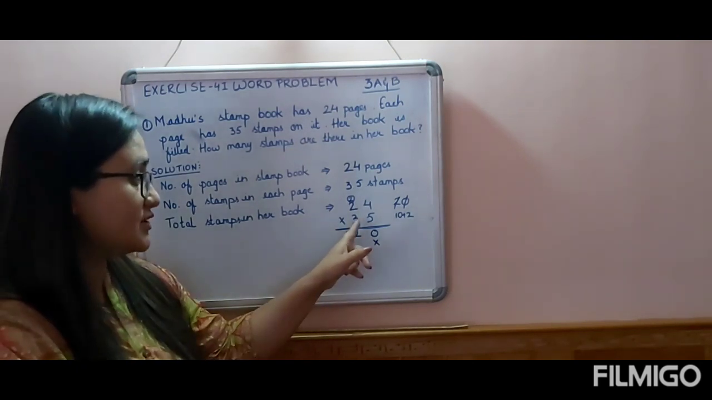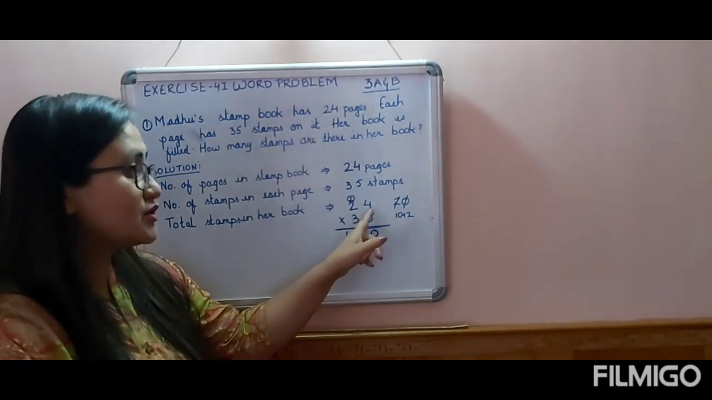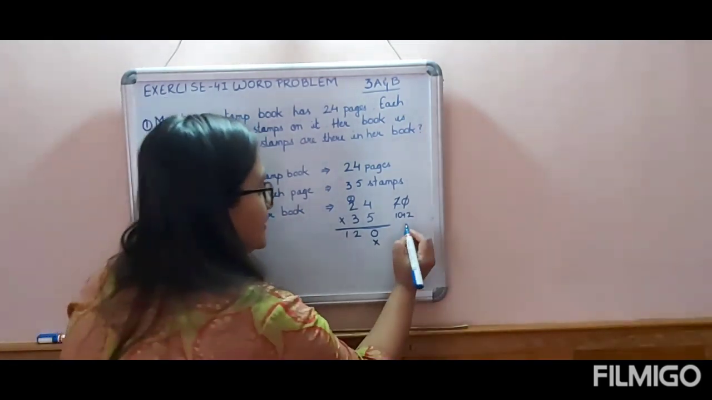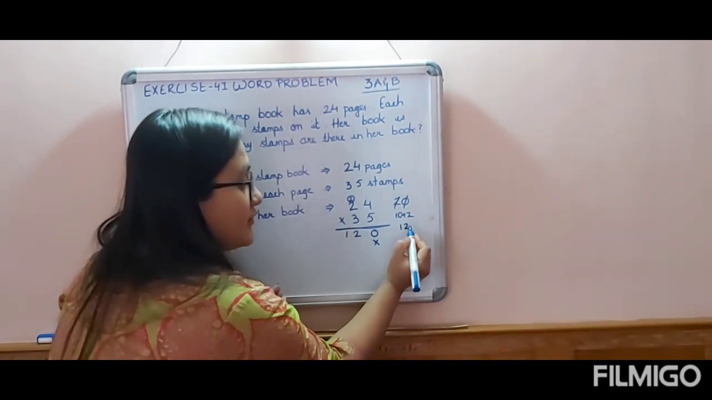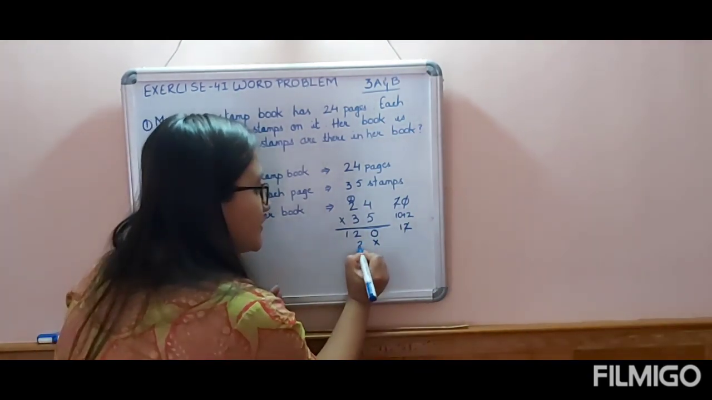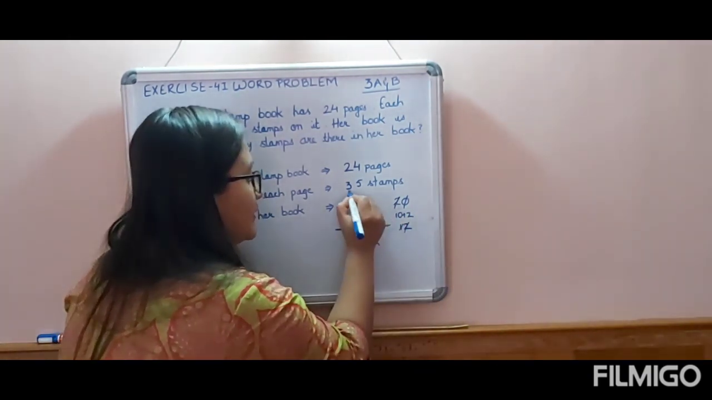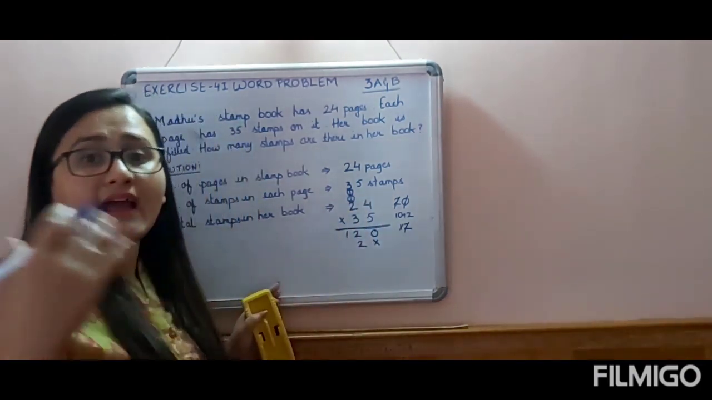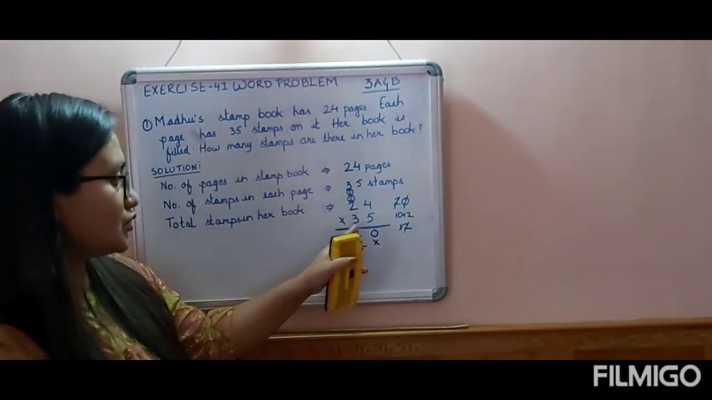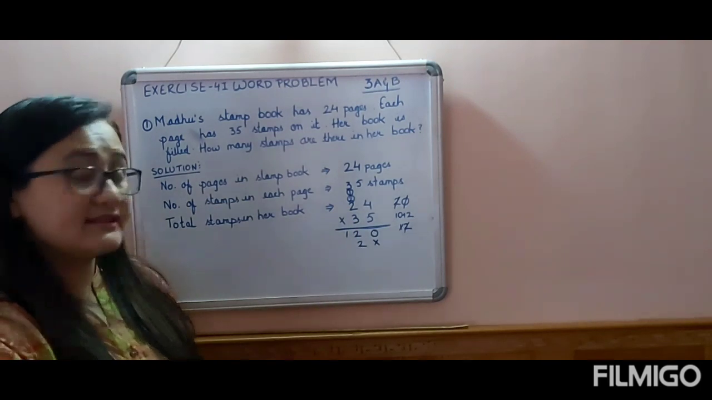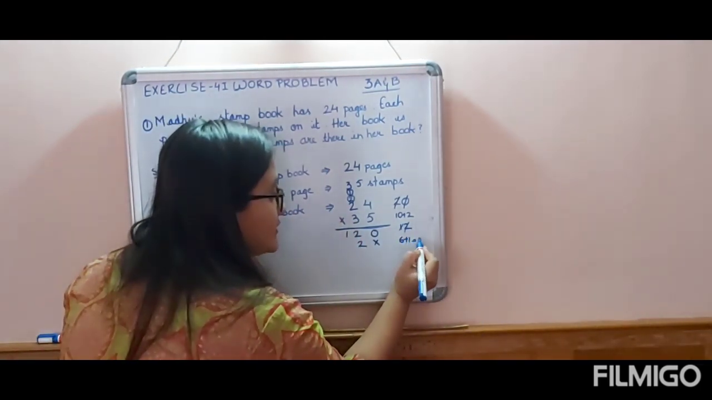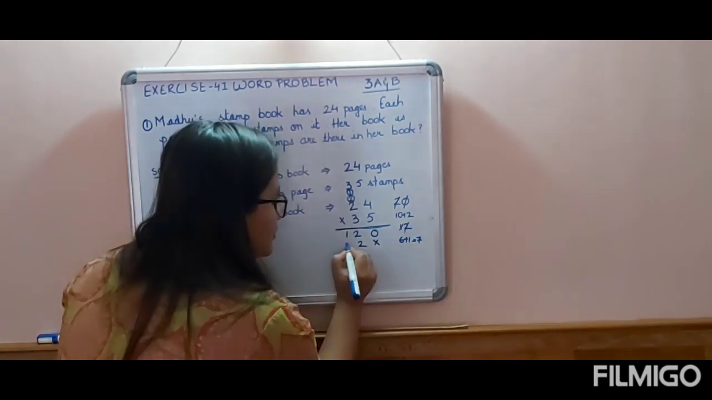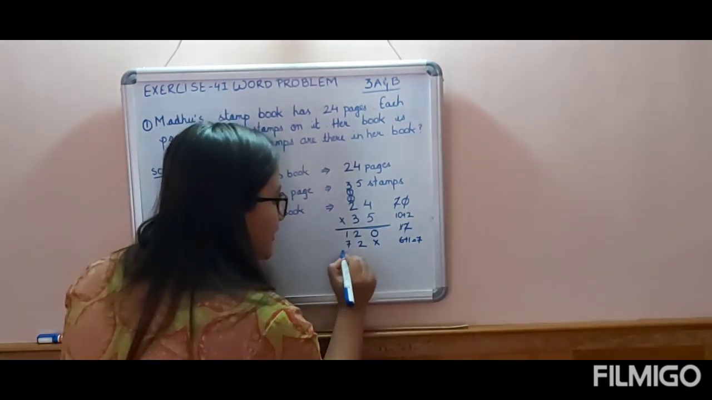3 ones are 3, 3 twos are 6, 3 threes are 9, 3 fours are 12. Here it is 12. Now you are expert. What will you write? You will write the number in the ones place. You will write 2 here and your 1 will be carried over, which we will add later on. So 3 ones are 3, 3 twos are 6, and 6 plus 1, which was carried over, is 7. So here we will write 7.